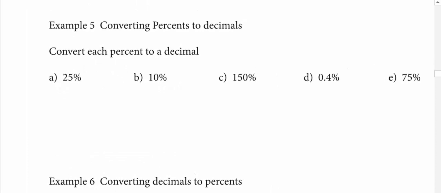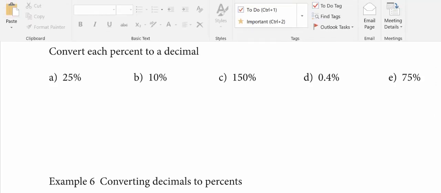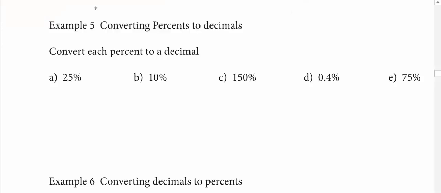Converting percents to decimals. There's a rule that you need to remember when you're doing this, and that rule is that when you move from percent to a decimal, you divide by 100. So the rule is divide by 100 when you're moving percent to decimal.